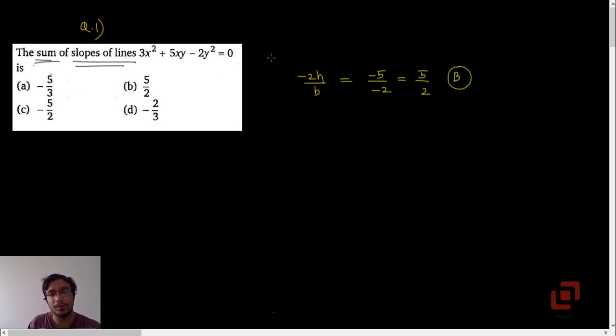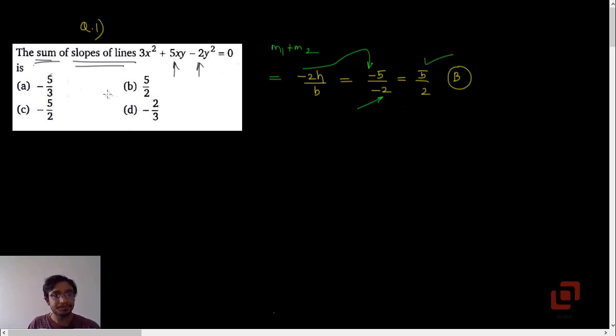This is based on the formula: the sum of the slopes of lines given by the joint equation, which is a homogeneous equation this time, is minus 2h upon b. That negative sign will come here because it is present in the formula. 2h is equal to 5, so the numerator will be minus 5. And what about the denominator? The denominator is b, which is minus 2. So the sum of the slopes will be minus 5 upon minus 2, or 5 by 2.